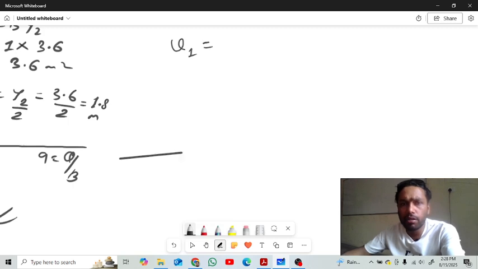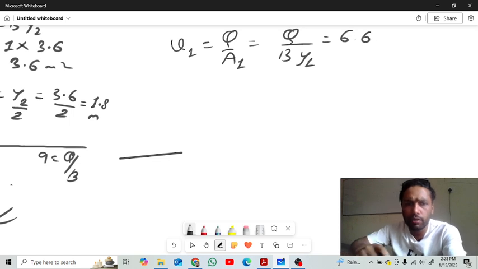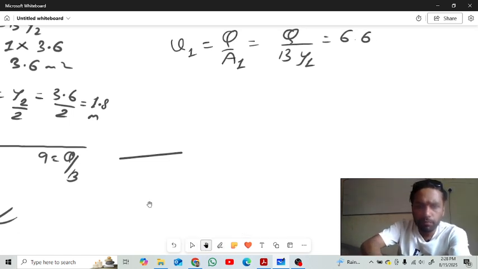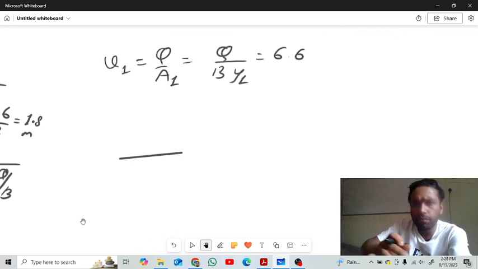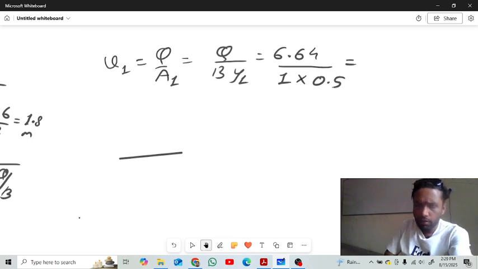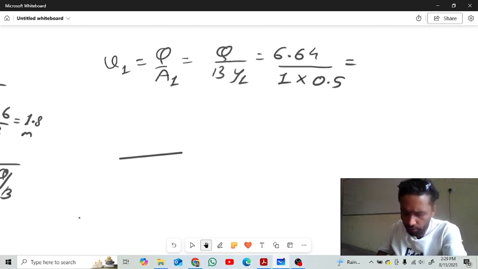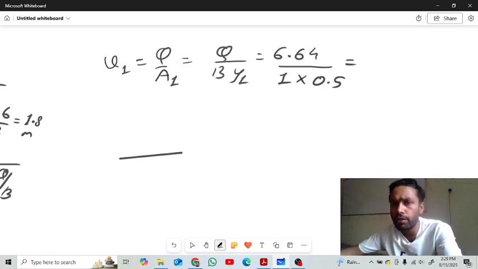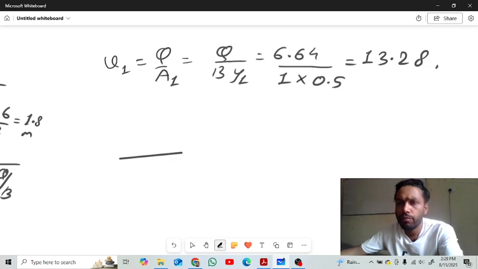V1 is equal to Q by A1, and we have got Q as 6.64 meter cube per second. A1 means B into Y1, so it is 6.64 divided by B, which is 1, and Y1, which is 0.5. If you calculate this, you are going to get 6.64 divided by 0.5, which is 13.28 meter per second.